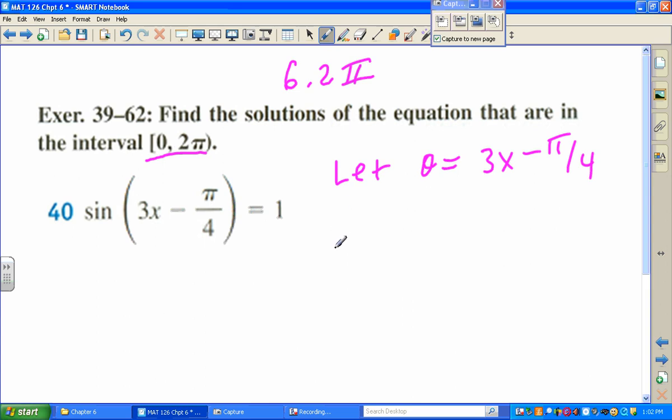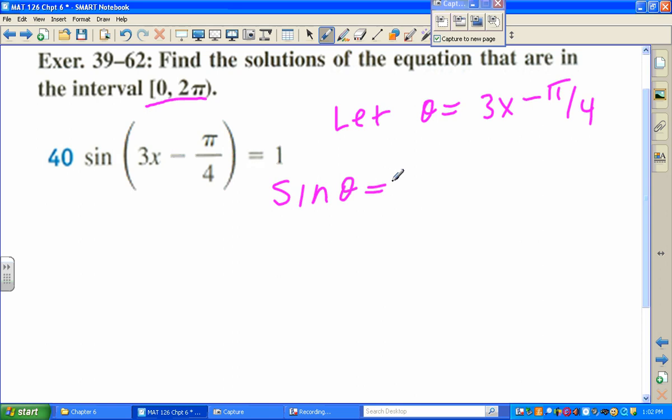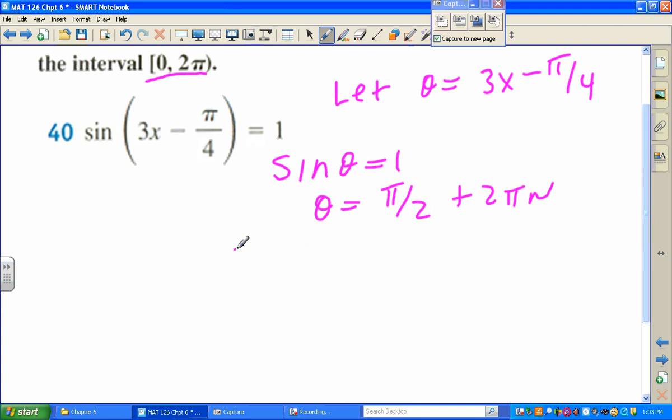The only thing is you add one step to your answer from the problems we did yesterday and the problems we just talked about in homework. You add one step, okay? When you do that, you have sine of theta equaling 1. So that means theta equals pi over 2 plus 2 pi n, okay? Again, not difficult. If you did all right yesterday, you should be fine today. And if you understand the general solutions, you should be fine also. So I'm going to substitute this back in for theta. 3x minus pi over 4 equals pi over 2 plus 2 pi n.